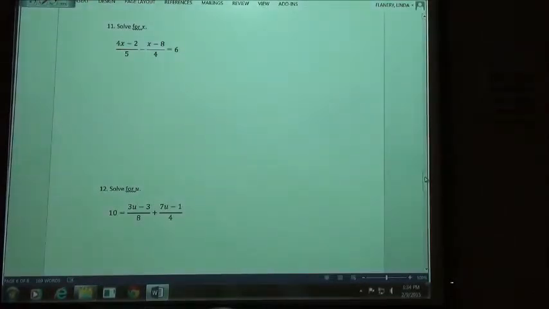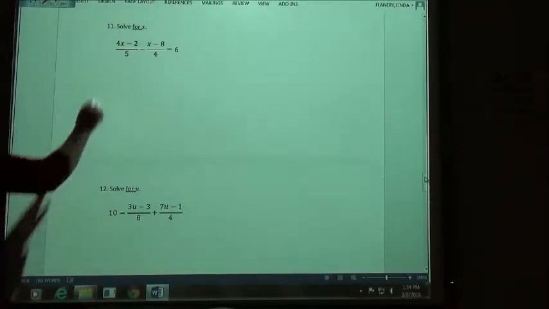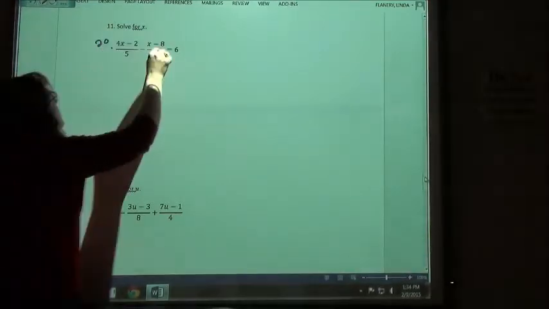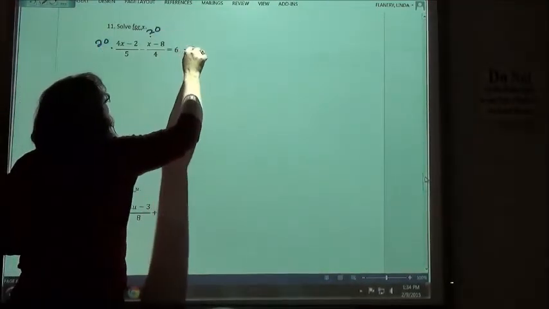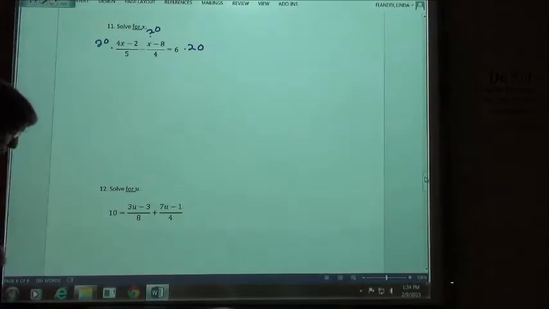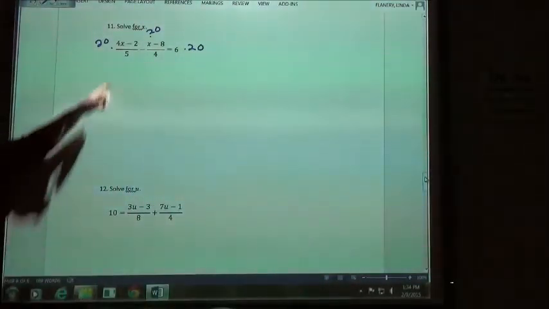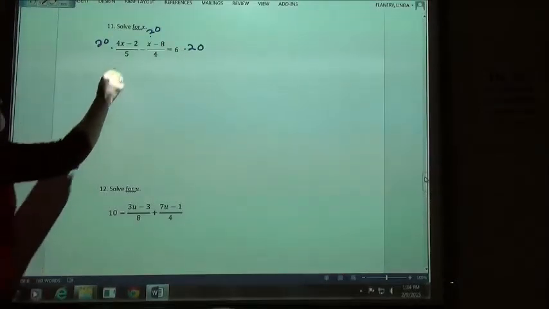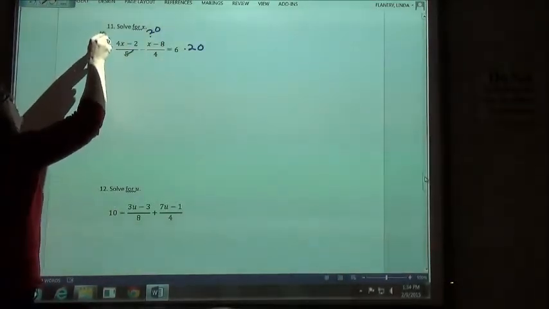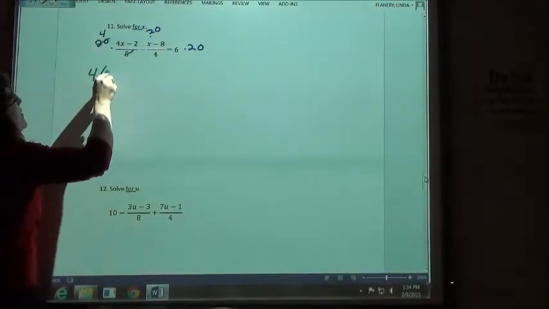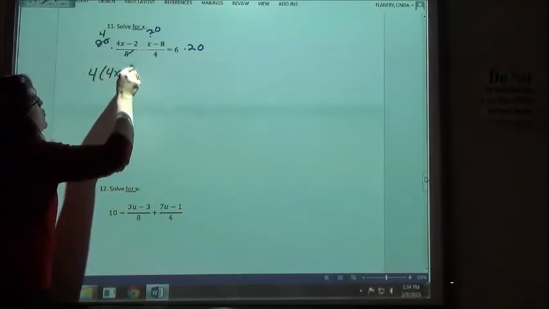All right, so the next one. We've got those fractions. We want to get rid of the fractions. We're going to multiply by 20. So I'm going to times 20 here, I'm going to times 20 here, and I'm going to times 20 on the end. I'm then going to do some canceling. So 5 goes into 20 4 times. So I'm going to take 4 times that 4x minus 2.